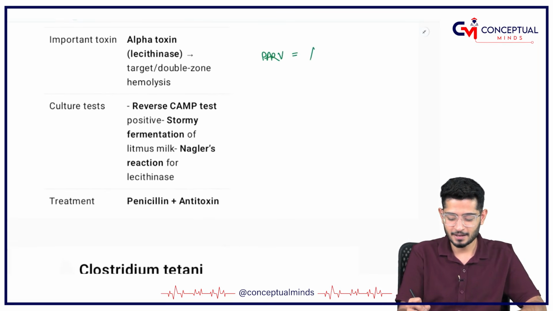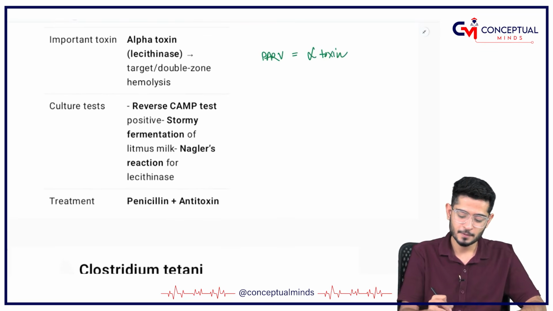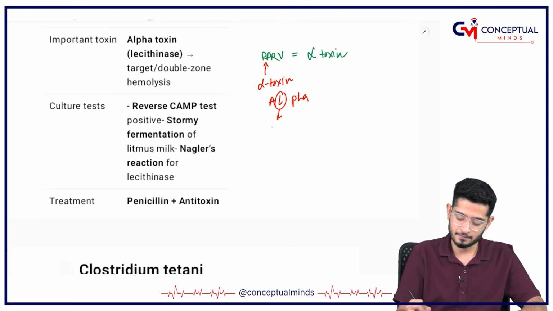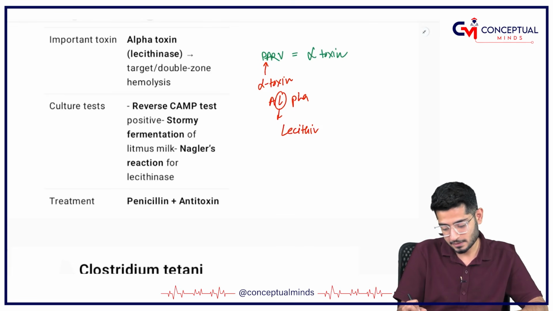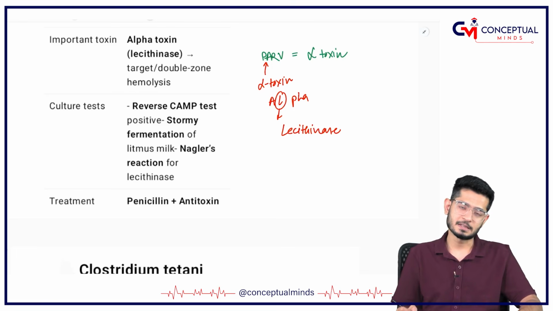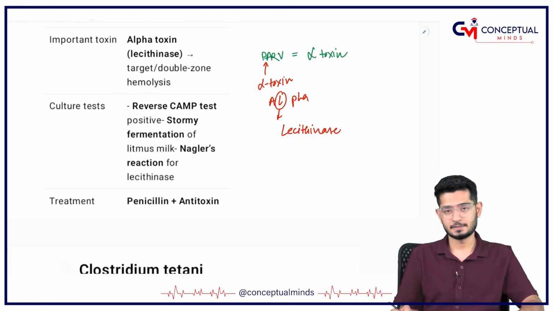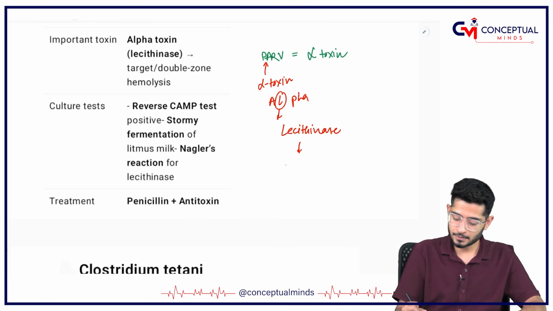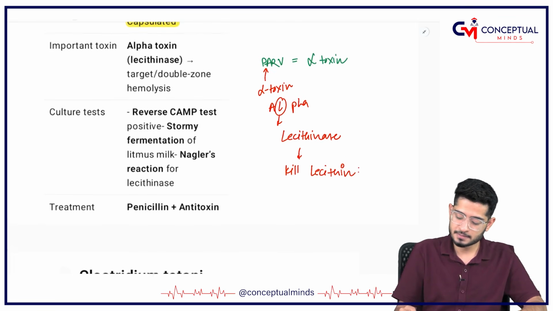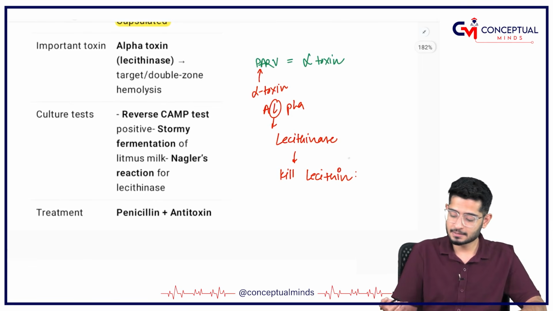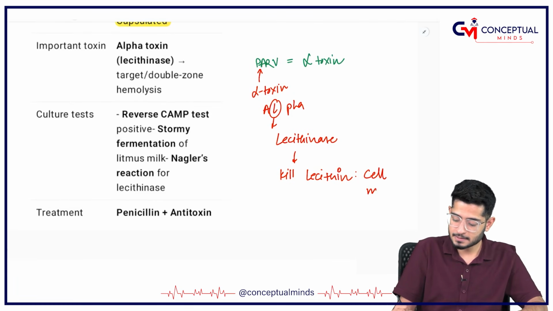Now I always tell this to my students, I am an alpha male, okay. So which toxin? Alpha toxin, or you can remember PARV, A for alpha. So this is a alpha toxin. And if I write alpha, you can easily see L for lecithinase. So my dear friends, alpha toxin is nothing else but the lecithinase. So it is going to kill the lecithin, which is actually present. Where it is present? Yes, lecithin is present in the cell membranes.